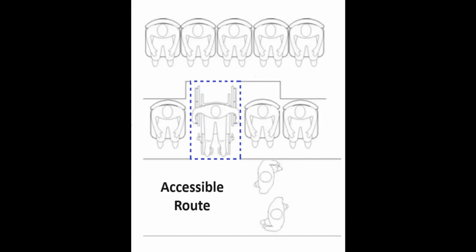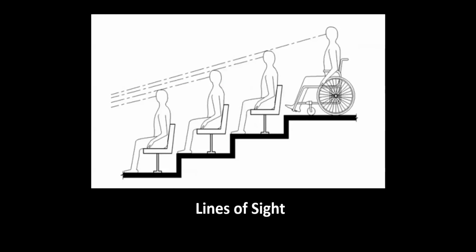Section 802.1.4 on approach states that wheelchair spaces shall adjoin accessible routes and that accessible routes shall not overlap wheelchair spaces. Section 802.1.5 states that wheelchair spaces shall not overlap circulation paths. Section 802.2 covers lines of sight to the screen, performance area, or playing field for spectators in wheelchair spaces.